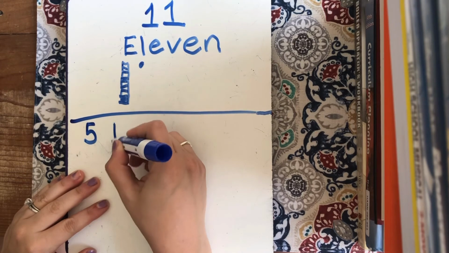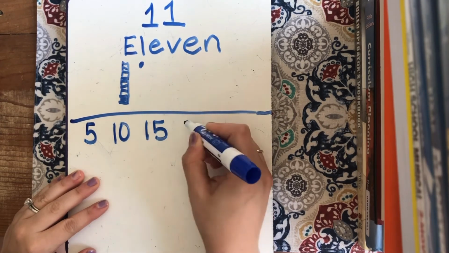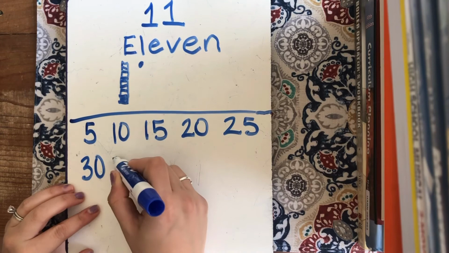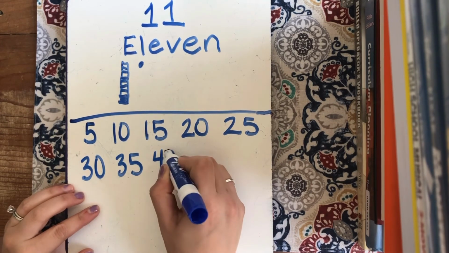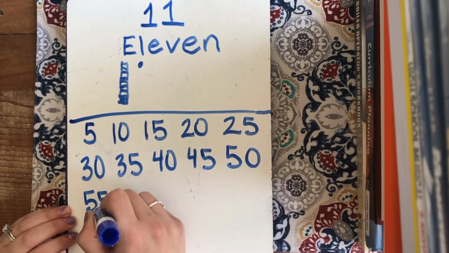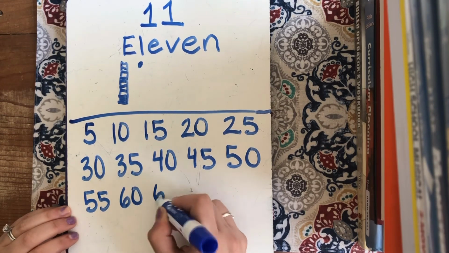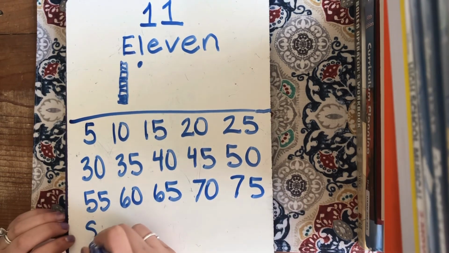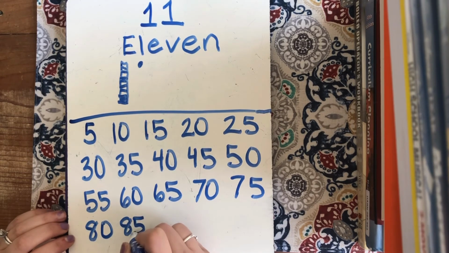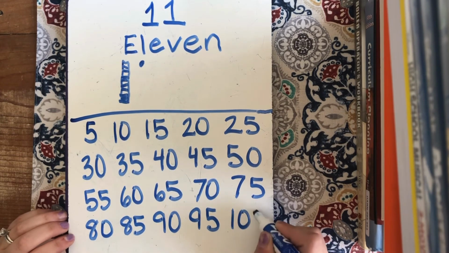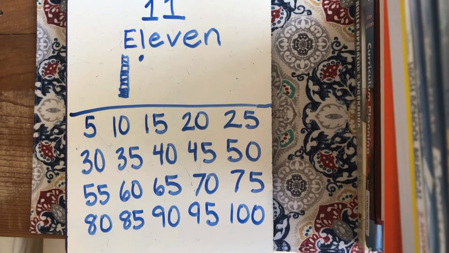5, 10, 15, 20, 25, 30, 35, 40, 45, 50, 55, 60, 65, 70, 75, 80, 85, 90, 95, 100. I'm going to leave that up in case you would like to copy that.